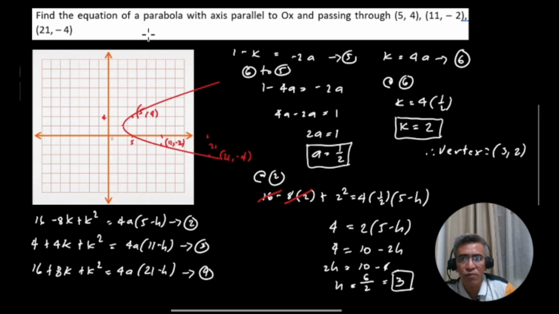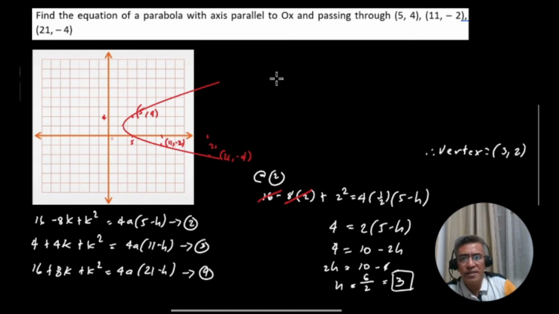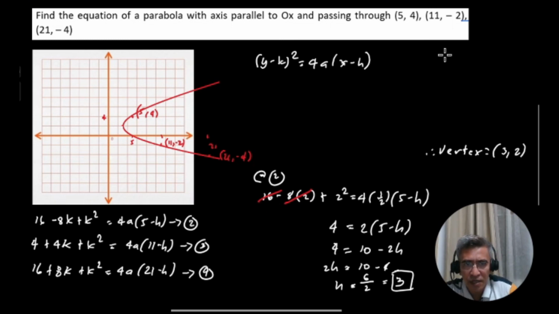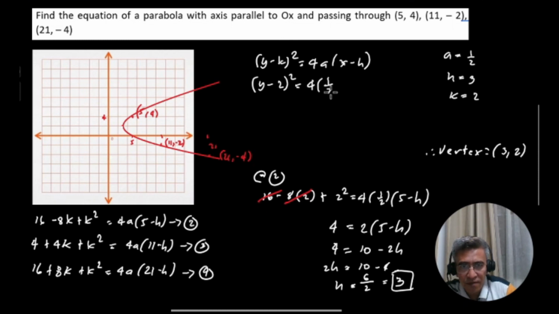We can now find the equation of the parabola based on the opening, which is opening to the right. And the formula for opening to the right, which is equation 1, is (y minus k) squared is equal to 4a times (x minus h). So the values are a is equal to 1 half, h is equal to 3, and k is equal to 2. Or (y minus 2) squared is equal to 4 times 1 half, that's a, times (x minus 3). And then we can simplify.